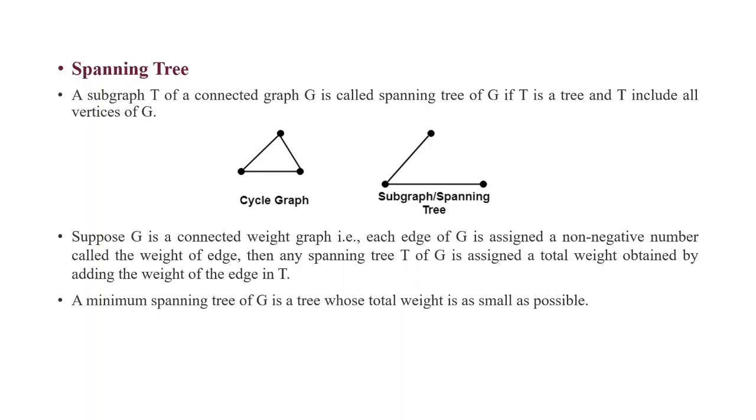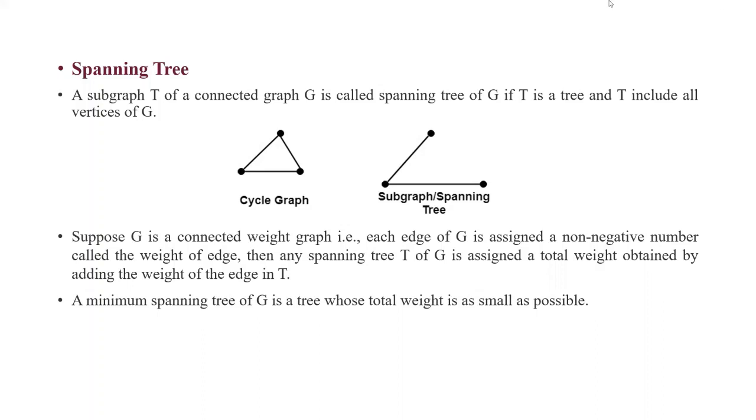Whatever this subgraph is, it must contain all the vertices of the graph. And we know a tree doesn't contain any circuit or cycle, so we can say it is an open path. So the spanning tree contains all the vertices of the graph.